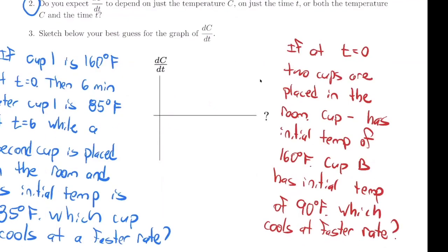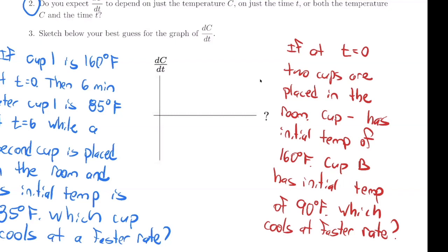If you want to think about whether this depends on time, then you can think about if 2 cups of coffee have the same temperature, but at different times, would the rate that the coffee is cooling be different for those 2 cups? For example, if I have a cup of coffee and at first it's 160 degrees, 6 minutes later, it's 85 degrees. Somebody else comes into the room, they have a cup which starts off at 85 degrees Fahrenheit. How would you think those 2 cups are cooling?